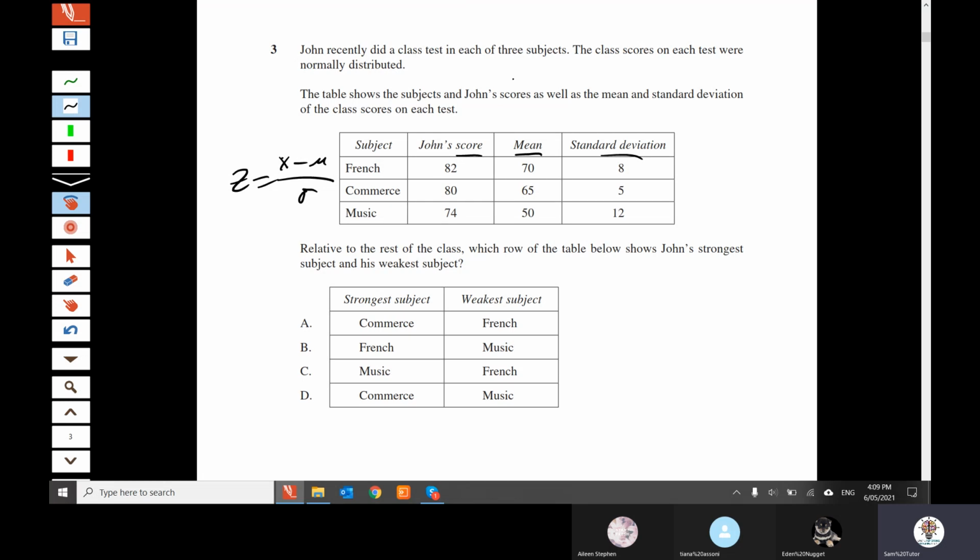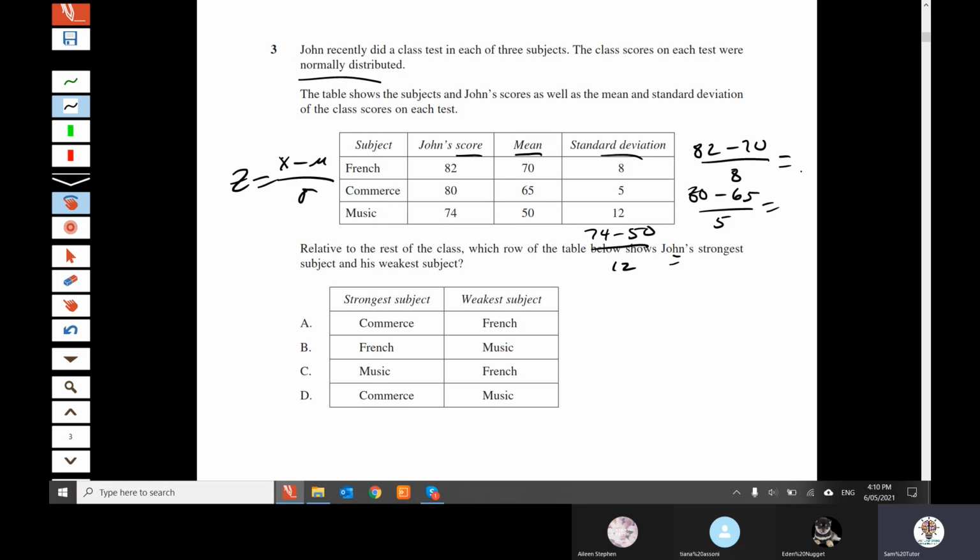Let's read now. John recently did a class 10 test in each of 3 subjects. The class scores on each test were normally distributed. The table shows the subjects and John's scores as well as the mean and standard deviation. Okay, I think we get it. Relative to the rest of the class, which row of the table below shows John's strongest subject and his weakest subject? Well, I think we know what we're going to do. 82 take away 70 on 8. 80 take away 65 on 5. 74 take away 50 on 12. Go. Plug it in quickly.